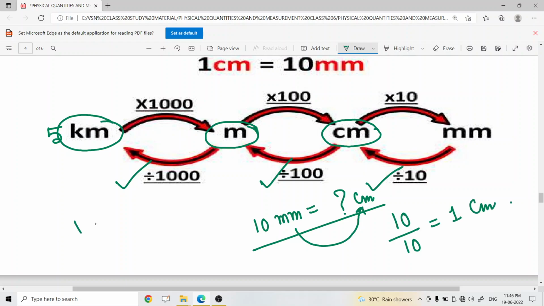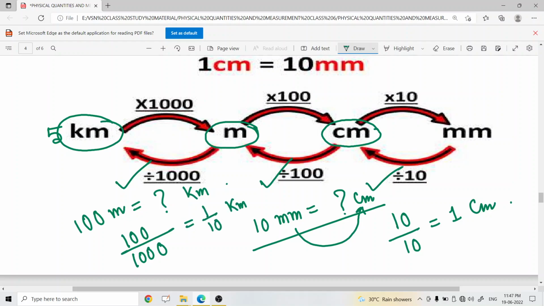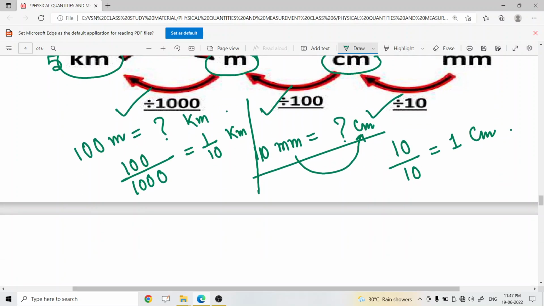Similarly, if we take 100 meter, how many kilometer is that? Meter to kilometer means dividing by 1000, so it is 1 by 10 kilometer. This is the answer. In this way you can easily convert one unit system to another unit system, or one unit to another unit.